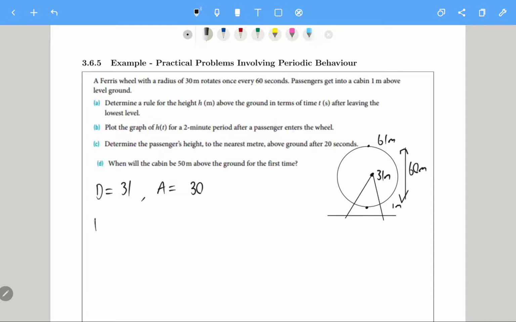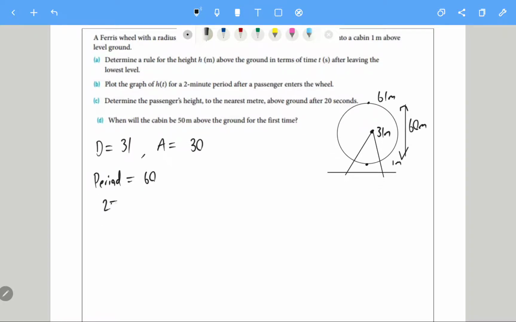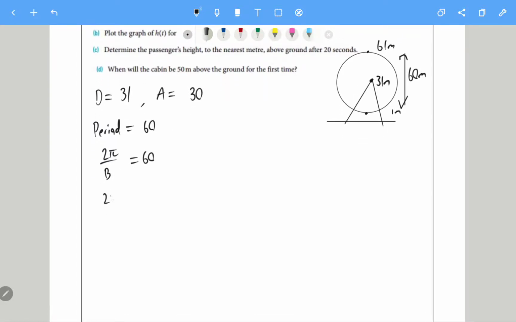Alrighty, let's have a think about the period. Well, it says in the question that the period is 60 seconds. Using our formula, 2 pi over b is equal to 60. Rearranging that formula, we get 2 pi over 60 equals b. b is equal to pi over 30.